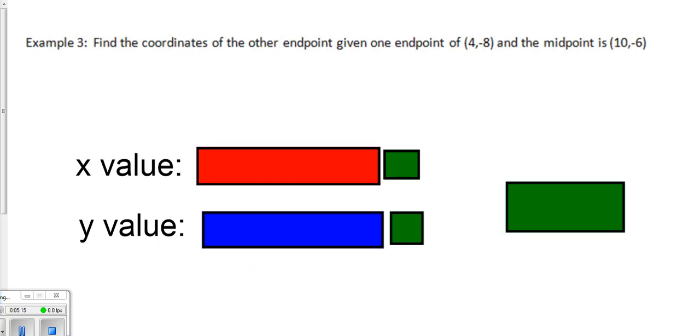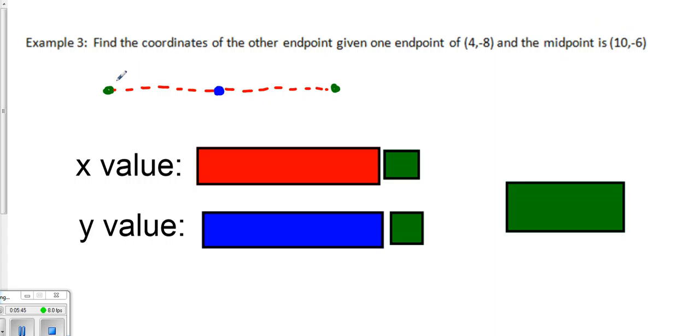Now for this one, we're going to think of our concept like this. If we go from this dot to this dot, this is our segment. We have our 2 points, and our midpoint is right in between them. Remember, it's going to be equidistant from the two of them. So it says, find the coordinates of the other endpoint, given that one endpoint is at 4, negative 8, and the midpoint is at 10, negative 6.